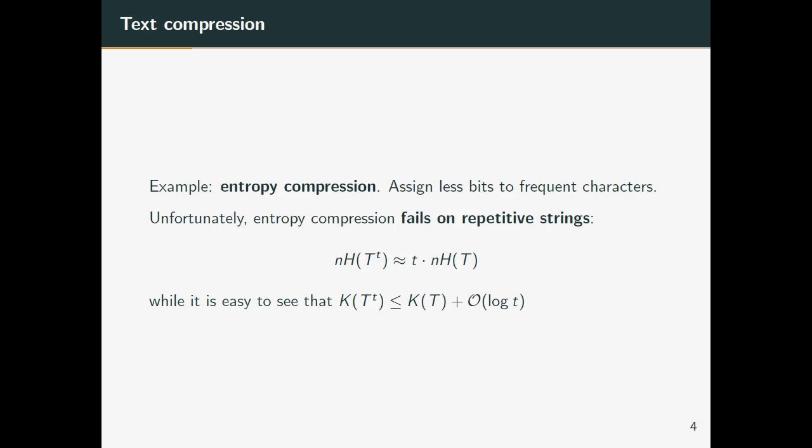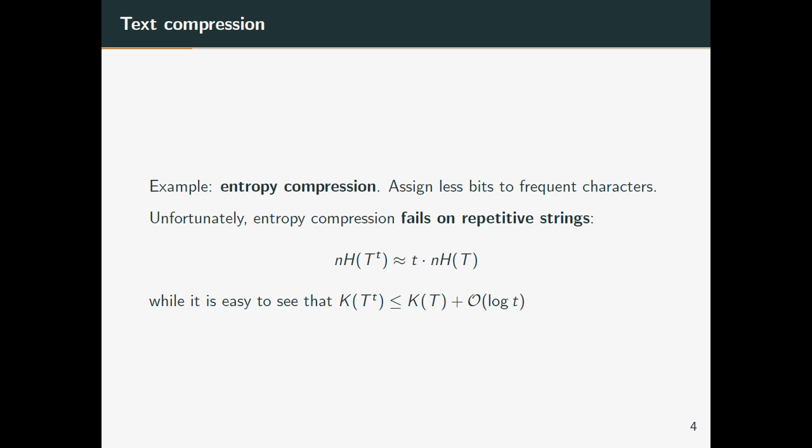An example of such a heuristic is entropy compression. This dates back to Shannon. Basically, we want to assign a bit code to every character in our string so that we assign fewer bits to more frequent characters. So we minimize the bit size of the final encoding. Unfortunately, this works well when we have a memoryless source, where we know the probabilities of characters. But with repetitive strings, this fails.